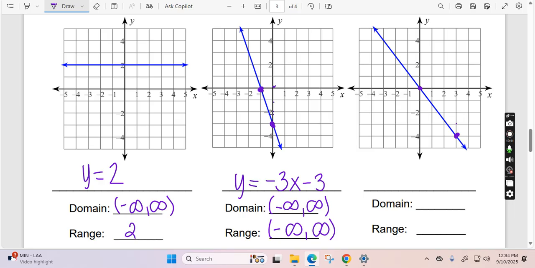I'm going to rise 1, 2, 3, 4, and I'm going to run 1, 2, 3. So my slope is going to be positive or negative? Did I go to the left? Yes. So it's negative 4 over 3x. We don't have a y-intercept, do we? Because it goes through the origin. What is my domain and range? You have to speak louder. -infinity to infinity. Same for the range.